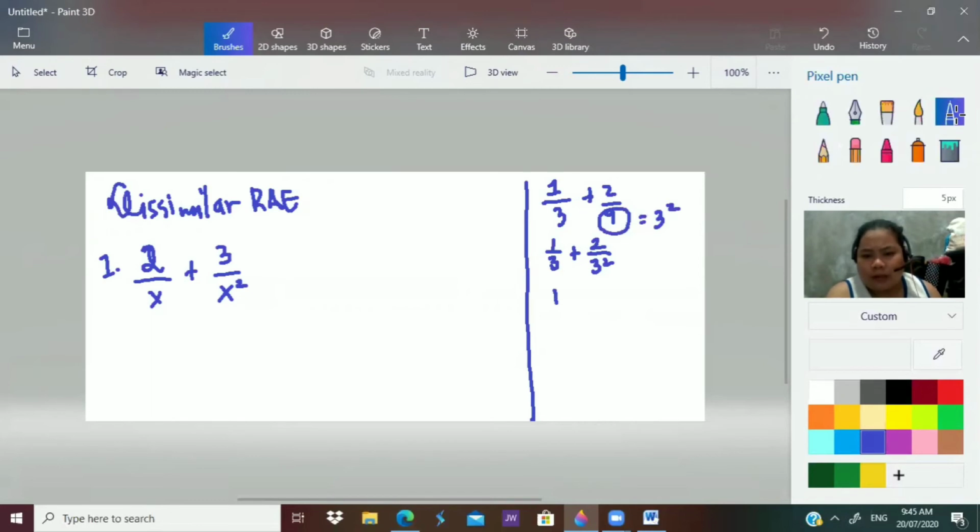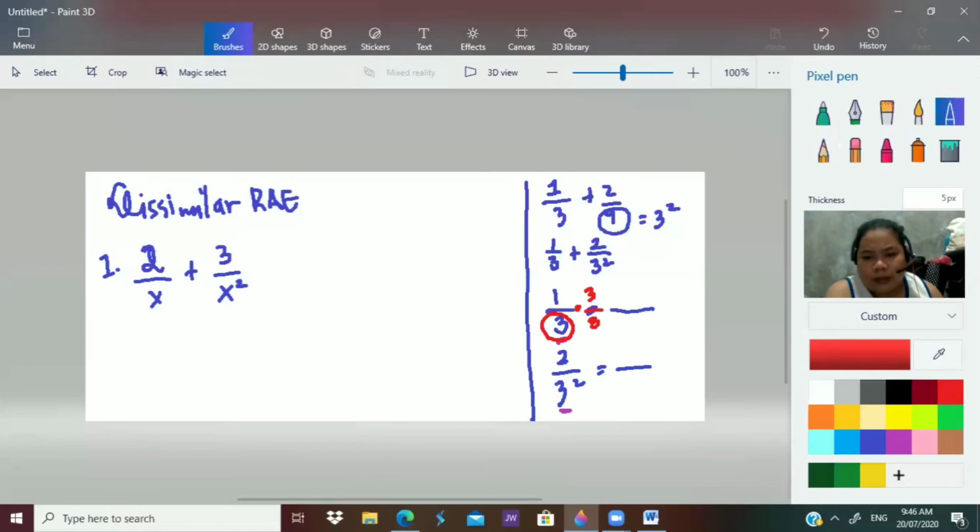Kailangan gawin mong similar fractions yan. So 1/3, dito yung bagong fraction. 2 over 3 square, andito yung bagong fraction. Now, to make them similar fractions, sino sa dalawang denominators ang pwedeng mag-adjust? Probably pwedeng mag-adjust si 3. So, paano mag-a-adjust si 3? Gagawin natin, magta-times ka lang dito ng 3 over 3.